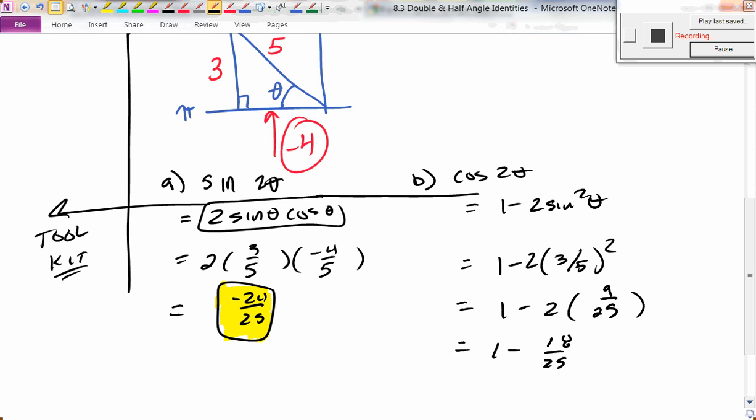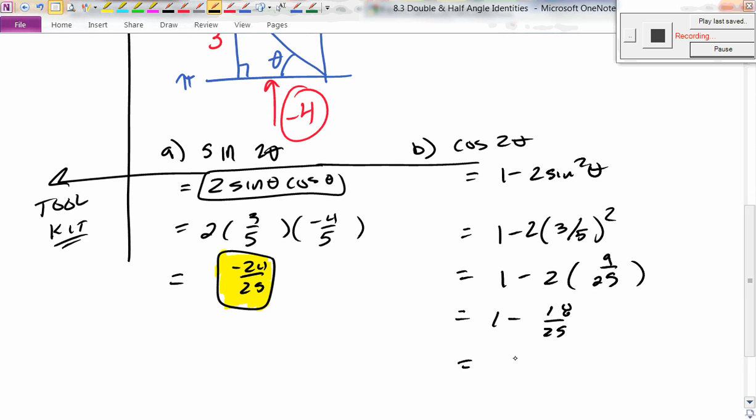Now, what do you make your 1? 25/25, right? Fancy 1. So 25 take away 18 is 7. So this is 7/25, and we're done. Easy. So the exact value for the cosine of 2 theta would be 7/25.